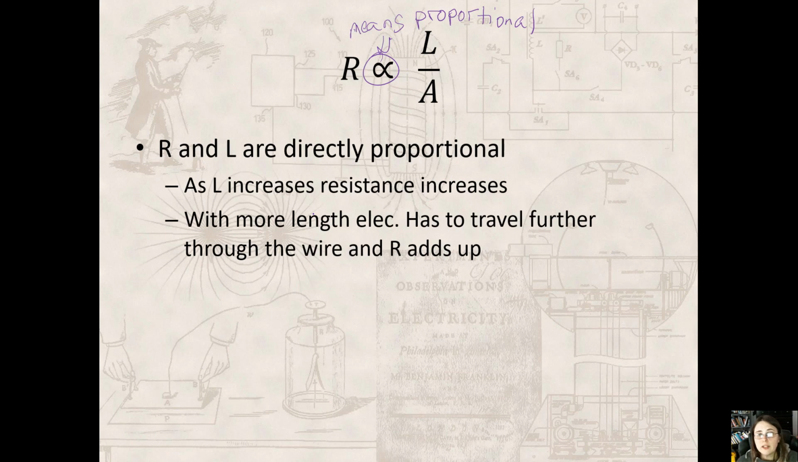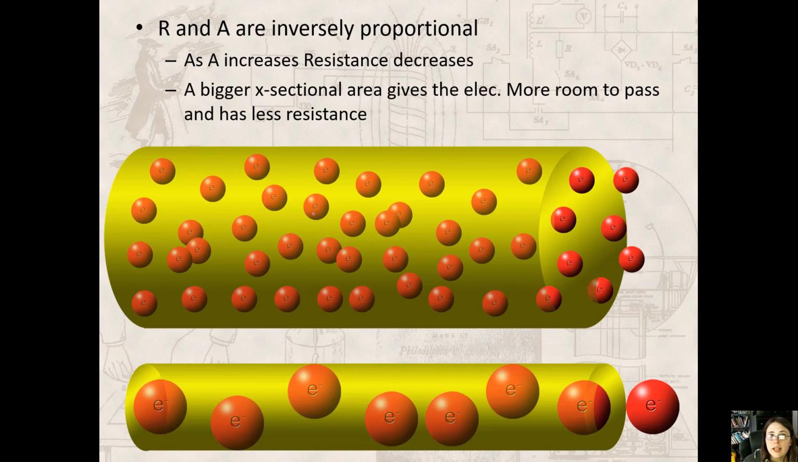Because it has a greater length, it has more length to travel, and more electrons to flow against, to bump up against. So the resistance increases. As the area increases, the resistance will decrease. That's because as the area gets bigger, it gives more room for the electrons to flow, so they're not so tightly squeezed together. That means there will be less resistance because they're not rubbing past each other as much.